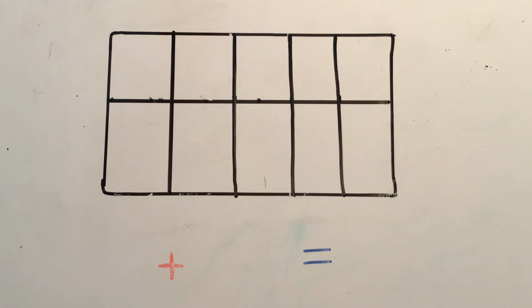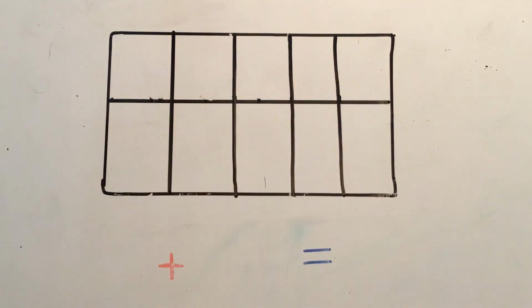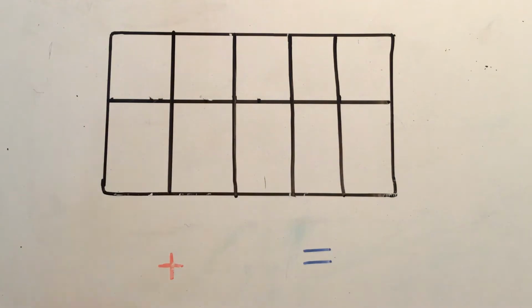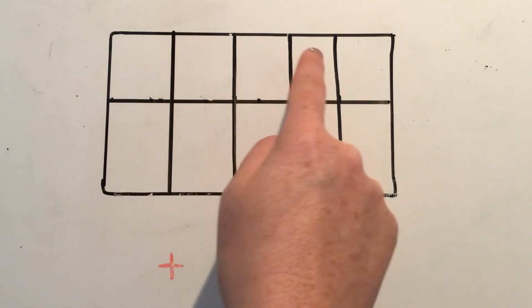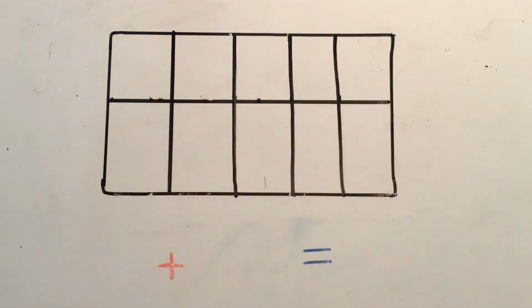I know this is a tens frame because it has 1, 2, 3, 4, 5 boxes on top and 1, 2, 3, 4, 5 boxes on the bottom. That's 1, 2, 3, 4, 5, 6, 7, 8, 9, 10. So there are 10 little areas all together. I didn't have a tens frame at home, so I decided to draw one.